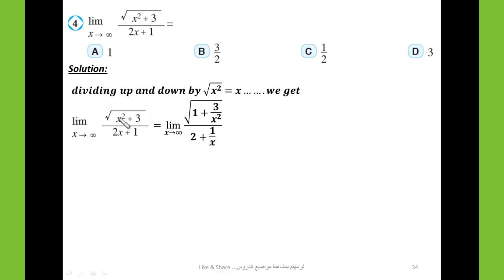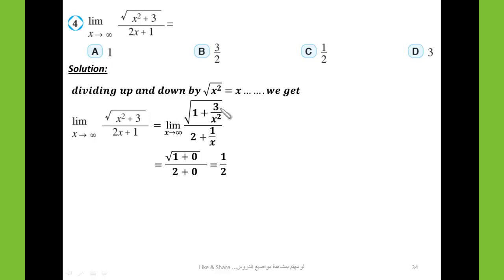Okay, so x squared divided by x squared equals 1, and 3 divided by x squared is 3 over x squared. Dividing the denominator by x, 2x divided by x equals 2, and 1 divided by x equals 1 over x. It is equal to root (1 plus 0) over (2 plus 0). The limit of 1 when x tends to infinity equals 1, it is constant. Also the limit of 2 when x tends to infinity equals 2, it is constant also.